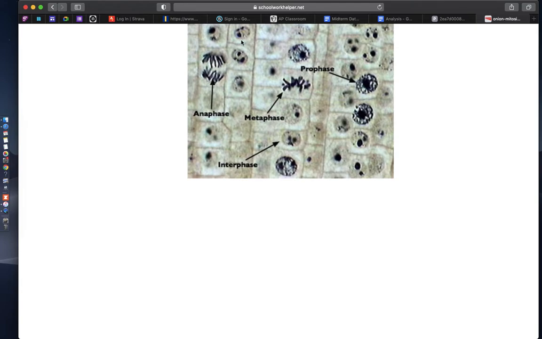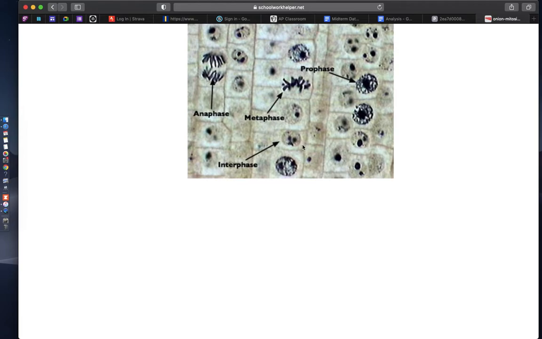centromeres. So this is a pretty good example of what you could expect to see on slides when you're looking through them in the microscopes in terms of cells that are in interphase, obviously not dividing, prophase, metaphase, anaphase. Obviously, if we started to see these two condense, we might be seeing cytokinesis.